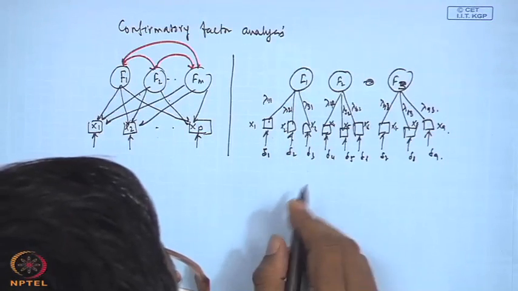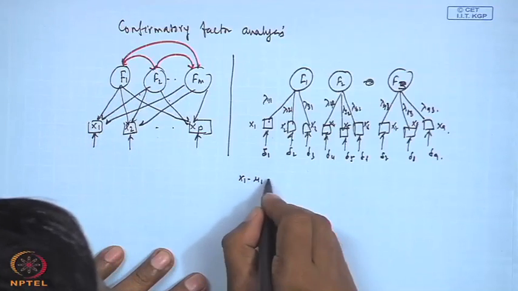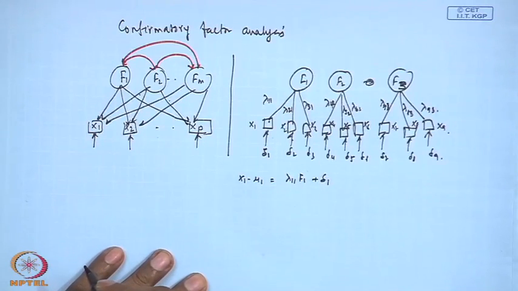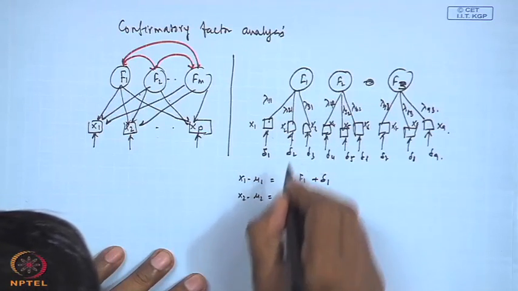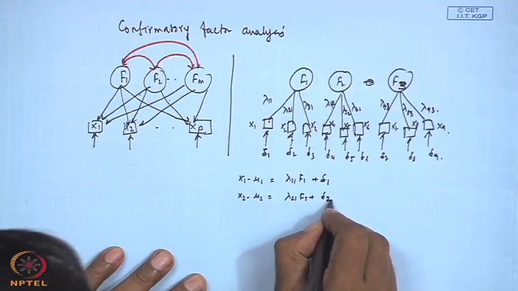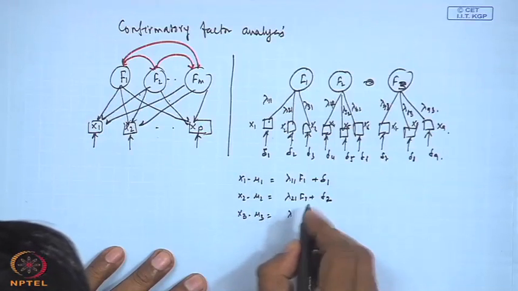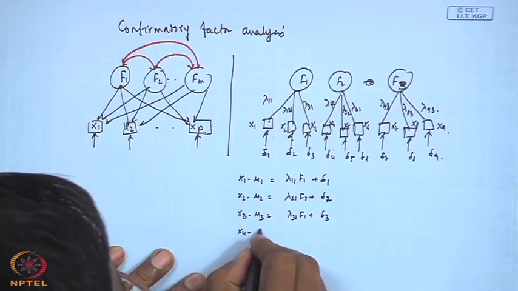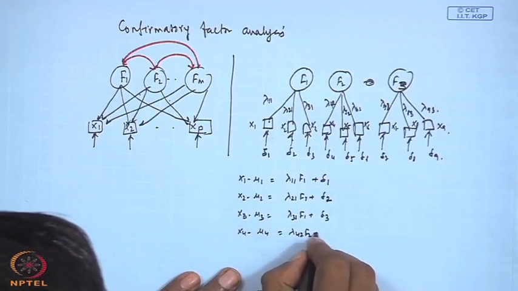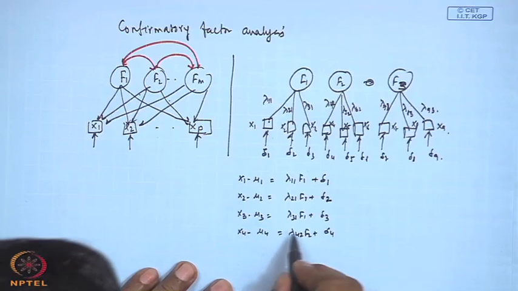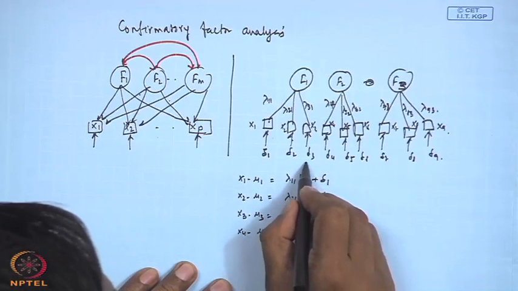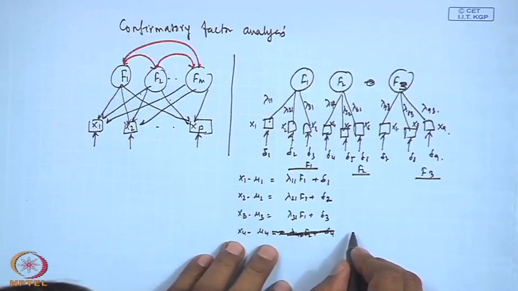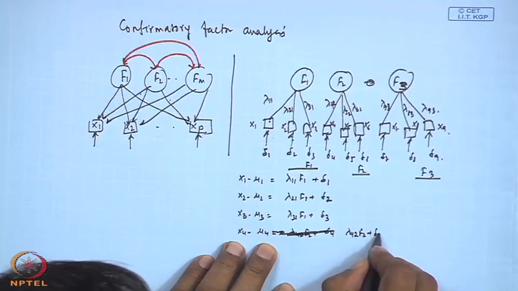Correct. Now if I want to write down the equations: x1 minus mu 1 equals lambda 11 f1 plus delta 1. x2 minus mu 2 is lambda 21 f1 plus delta 2. x3 minus mu 3 is lambda 31 f1 plus delta 3. Now x4 minus mu 4 will be lambda 42 f2 plus delta 4. Let me do a little manipulation here: this is related to f1, and now f2, let it be related to f3. So what is happening here? This x4 minus mu 4 is lambda 42 f2 plus delta 4.